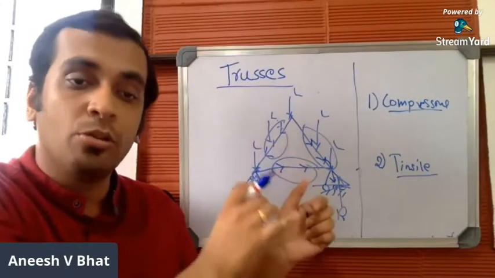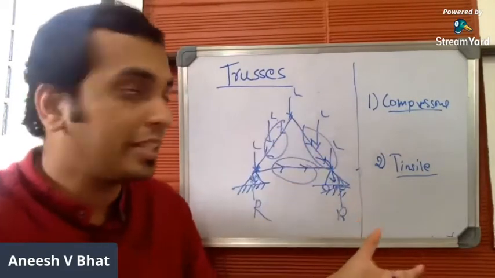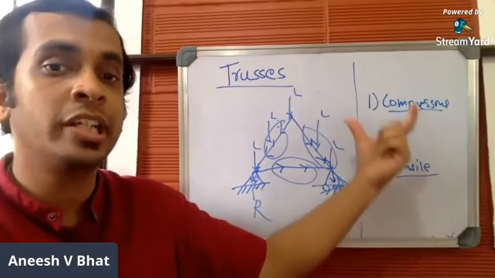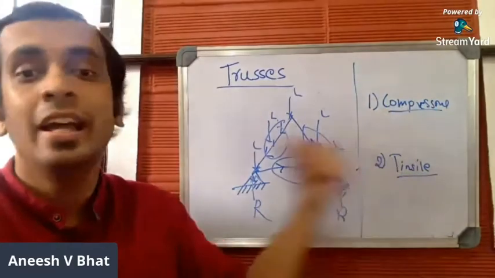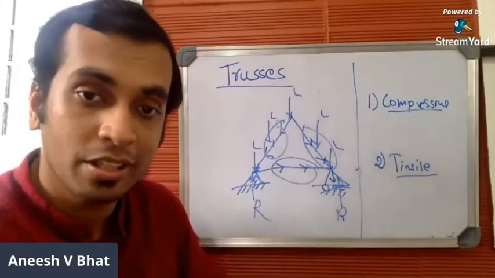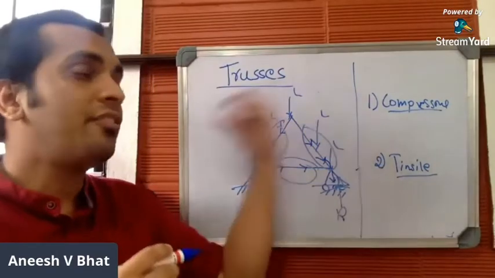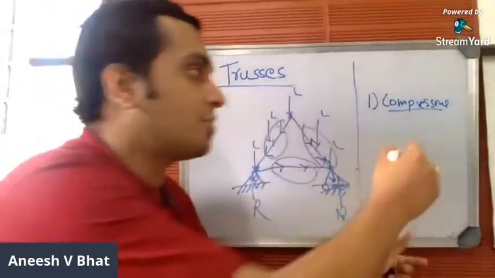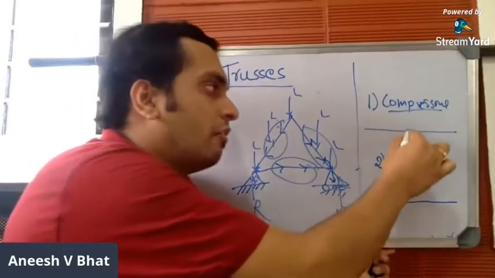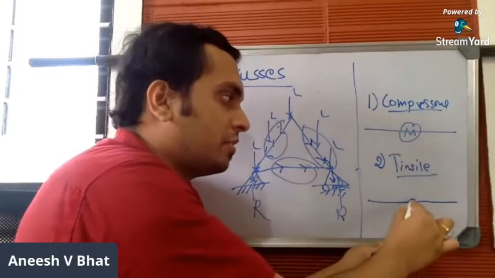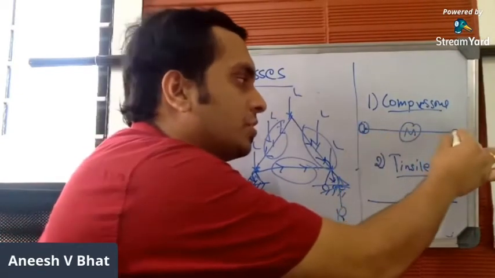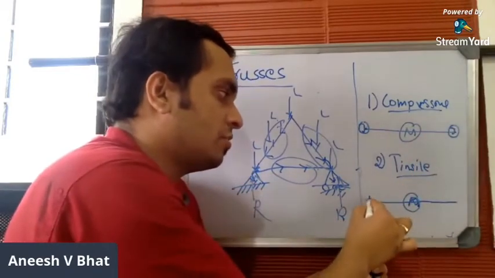The load or force carried by each straight member can be either compressive or tensile. A straight member can be under compression or under tension. It depends on the external vertical load acting on the truss. Let us consider one straight member in the case of compression and in the case of tension. This is the straight member, and these are the joints.